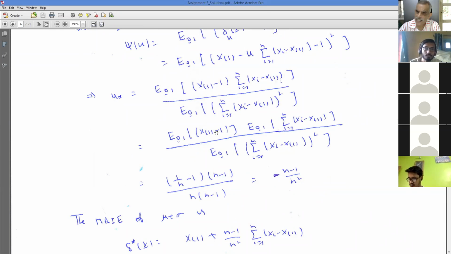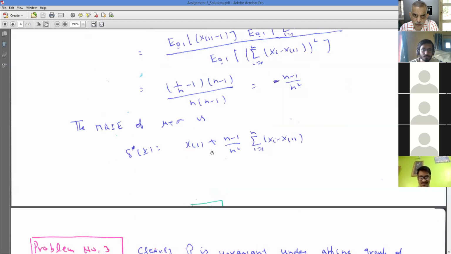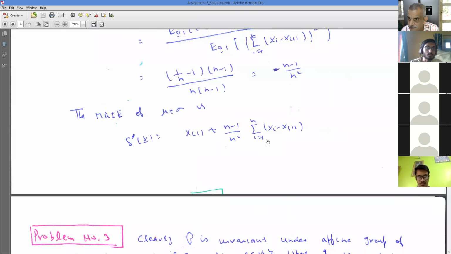What is the expected value of x1 minus 1? x1 is exponential with mean 1 by n, so the expected value of x1 minus 1 is 1 by n minus 1. So you get this as minus n minus 1 upon n square. So your MRE of mu plus sigma is x1 plus n minus 1 upon n square, summation xi minus x1. Is that okay? Yes, sir.